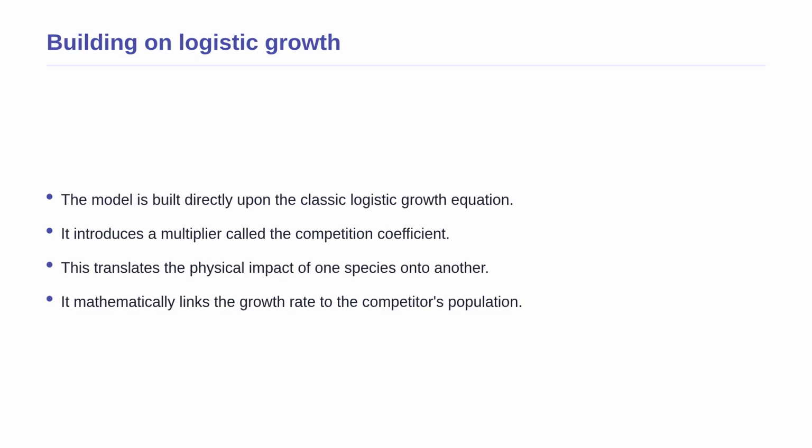Now that we have our analogy, let us look at the ecological foundation. The Lotka-Volterra competition model is built directly upon the classic logistic growth equation, which normally describes how a single population grows until it hits its carrying capacity. To account for competition, this model introduces a special multiplier called a competition coefficient. This is crucial because it translates the physical impact of one species into the equivalent impact on the other species. By doing this, the model mathematically links the population growth rate of the first species to the population size of the second species, and vice versa.